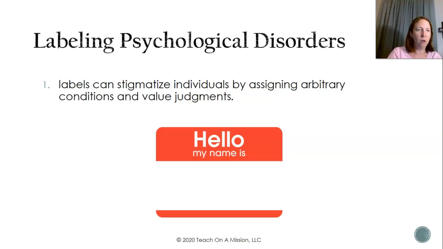To wrap this lecture up, we need to give some considerations to the labeling of psychological disorders. Some are positive, some not so much. Critics of the DSM-5 also argue that the labels can stigmatize individuals by assigning arbitrary conditions and value judgments. That if you put a label like, for example, ADHD on someone, and someone else learns about that label, it could make them treat that individual differently.